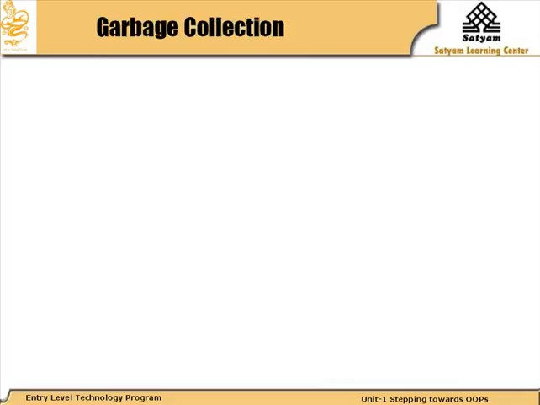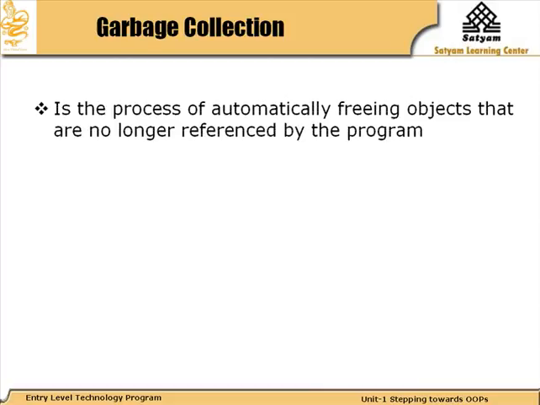Garbage collection. Garbage collection is another important feature of JVM. Garbage collection is the process of automatically freeing objects that are no longer referred by the program. This implies that the programmer need not bother about memory management. He may focus on the business problem.